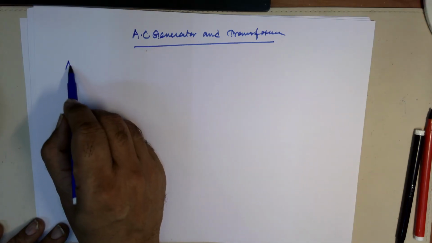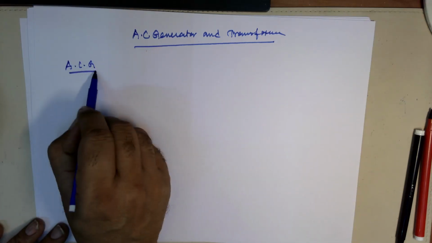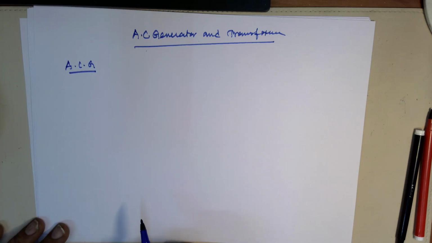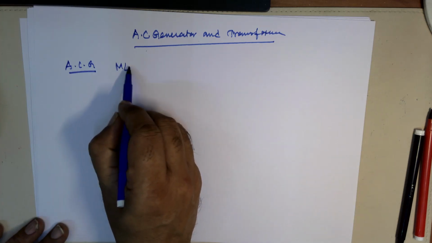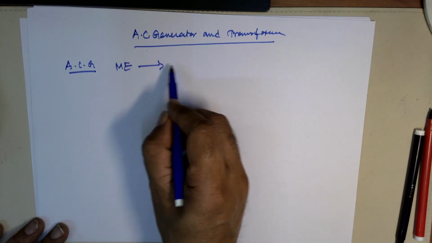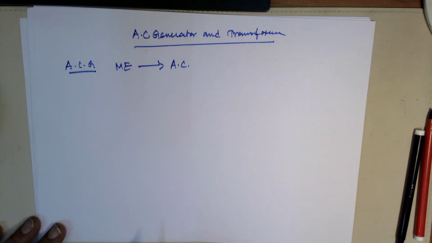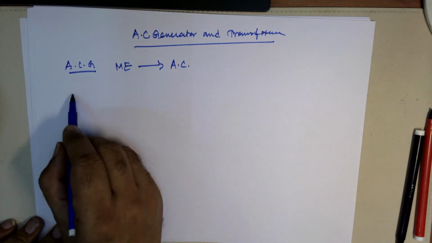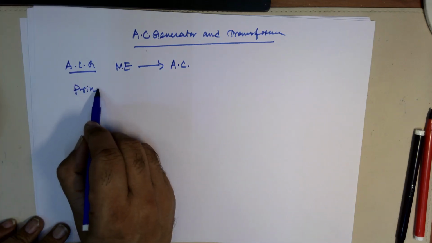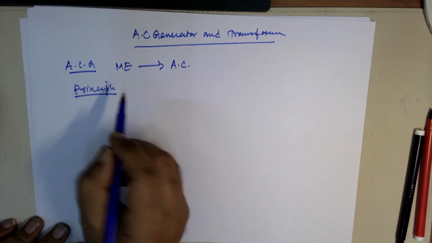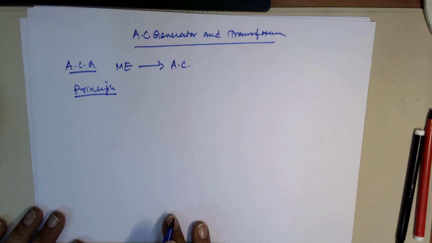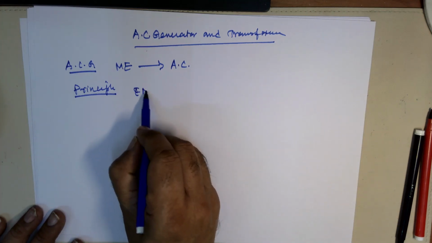AC generator is the device that converts mechanical energy into alternating current. Its principle is based on electromagnetic induction.